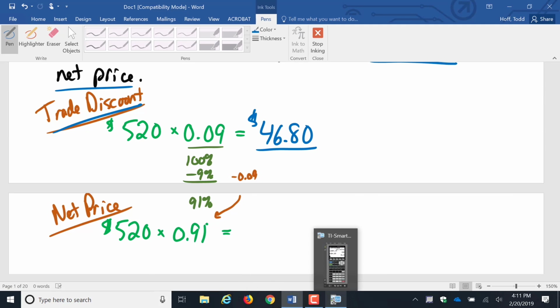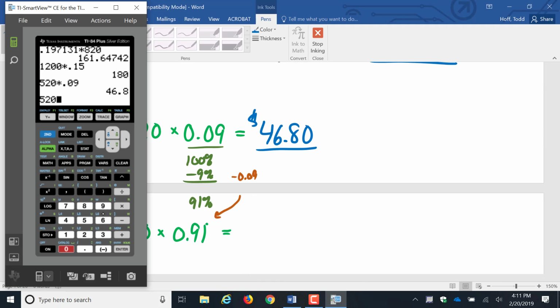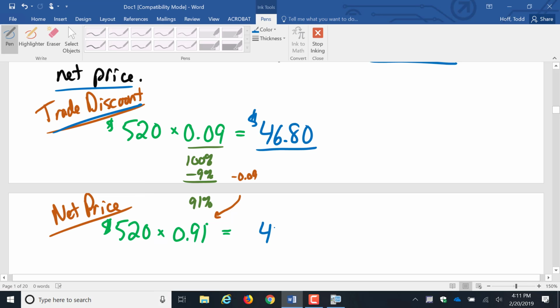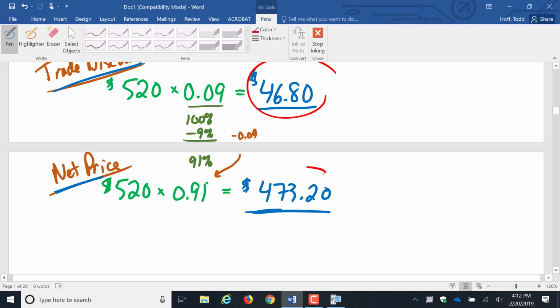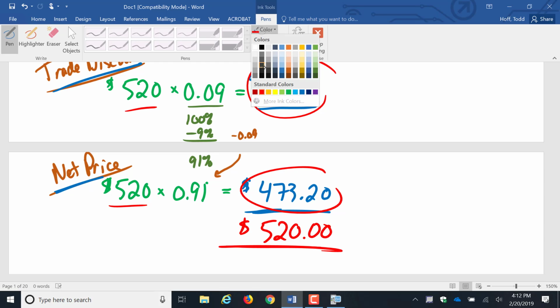So $520 times 0.91 gives us a net price of $473.20. That is our net price. Now again, note that if we add those two amounts together, we will get $520. So that at least adds up always to that list price.